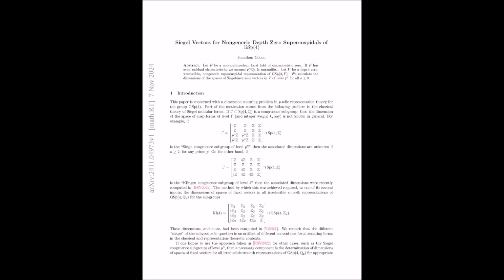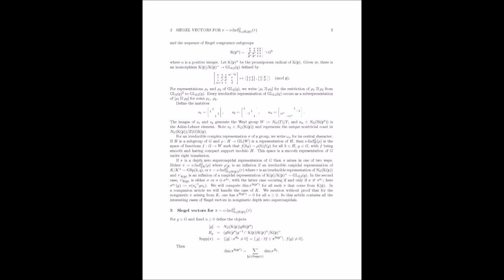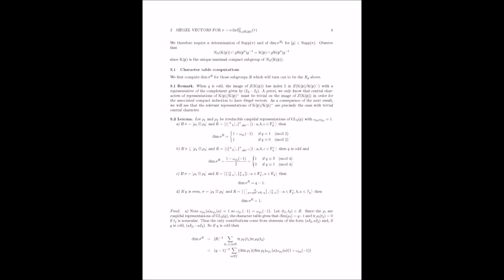Initially, we only know that the central characters of representations of Kp over K plus have to be trivial on the image of the center of Kp, at least if we want the associated compact induction to have Siegel vectors. But this lemma 3.2 actually shows us that the relevant representations have a trivial central character on the whole center of Kp over Kp. Yeah. So it's a subtle point, but it helps us narrow down the possibilities as we go forward. So even the small details matter. On to the proof of lemma 3.2 then.